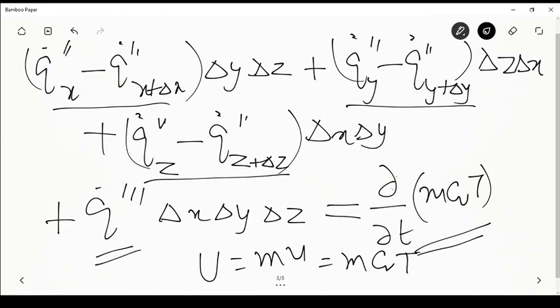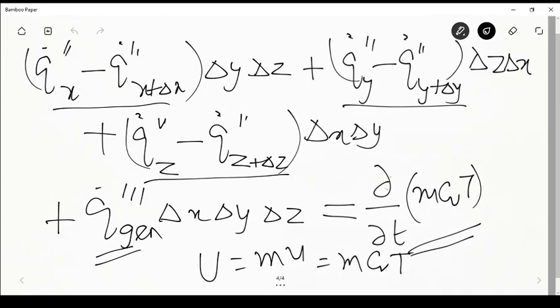In order to show that it is generation, let us write Q dot gen triple prime. Okay. Now how do we go about simplifying this? We'll use the Fourier conduction equation. The Fourier conduction equation says that Q dot x double prime, which is the heat flux, that is Q dot by A in x direction at x, will be equal to minus K del T by del x at x.